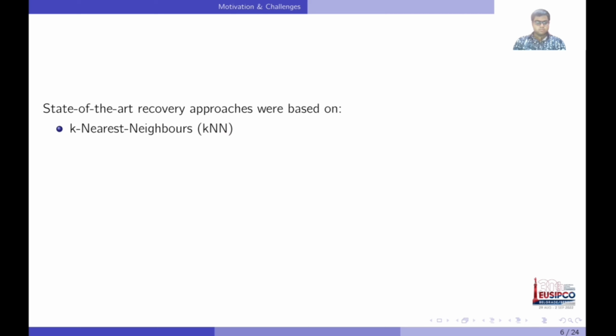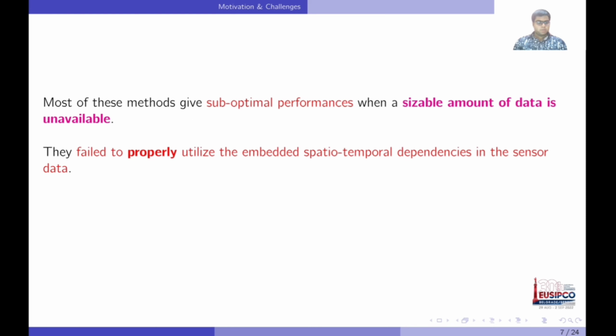In recent years, we have seen multiple approaches to tackle this problem of reconstructing the missing data. Some of them are based on k-nearest neighbors, expectation maximization, low-rank matrix completion, and probabilistic matrix factorization. However, most of these methods give suboptimal performance when a sizable amount of data is unavailable. The reason may be that they fail to properly utilize the embedded spatiotemporal dependencies in the sensor data. Our method improves upon the previous methods to a great extent.